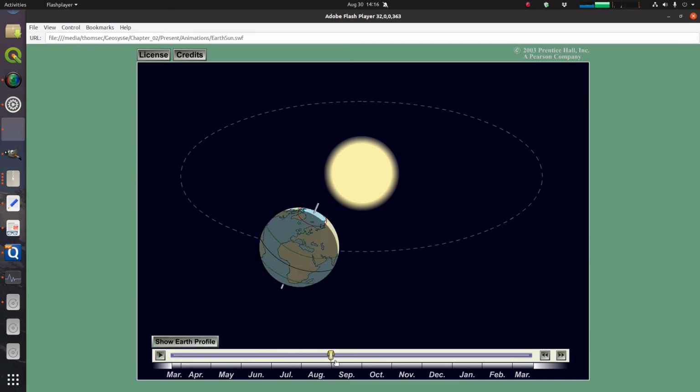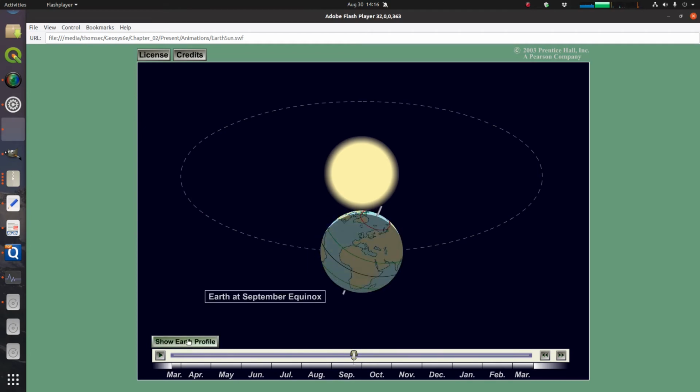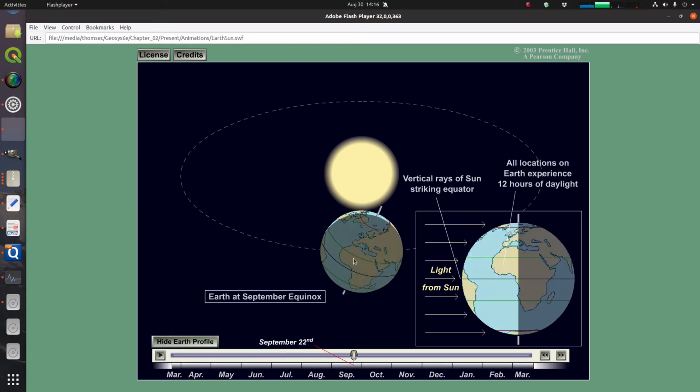Three months later, it's going to be the September equinox. You can see the axis is still tilted towards the upper right, but if you're looking at it from the sun, the terminator line is running from pole to pole. So everybody on Earth has a 12-hour day. On the equinox, the subsolar point is the equator, and everybody has equal hours of day and night.